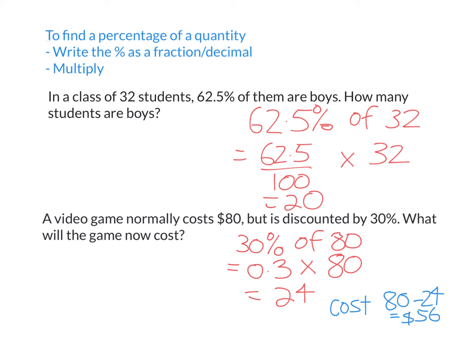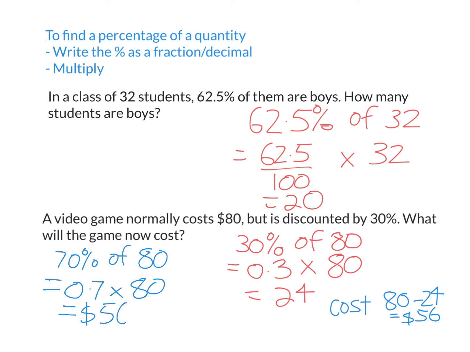So in both of these cases, we're calculating a quantity. We're not calculating the percent because we already knew the percent. So there's actually a quicker way I could have done this. If you discount the cost of something by 30%, you're only paying 70% of the original price. So 70% of 80, I can just convert percent to a decimal and times, and I get the same answer of 56. So either way you want to do it is fine.